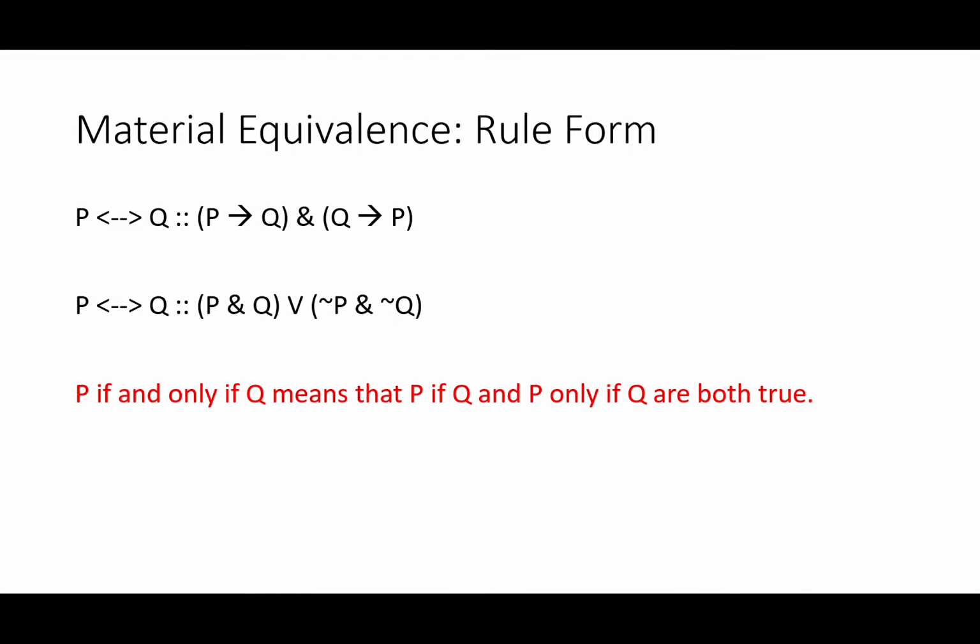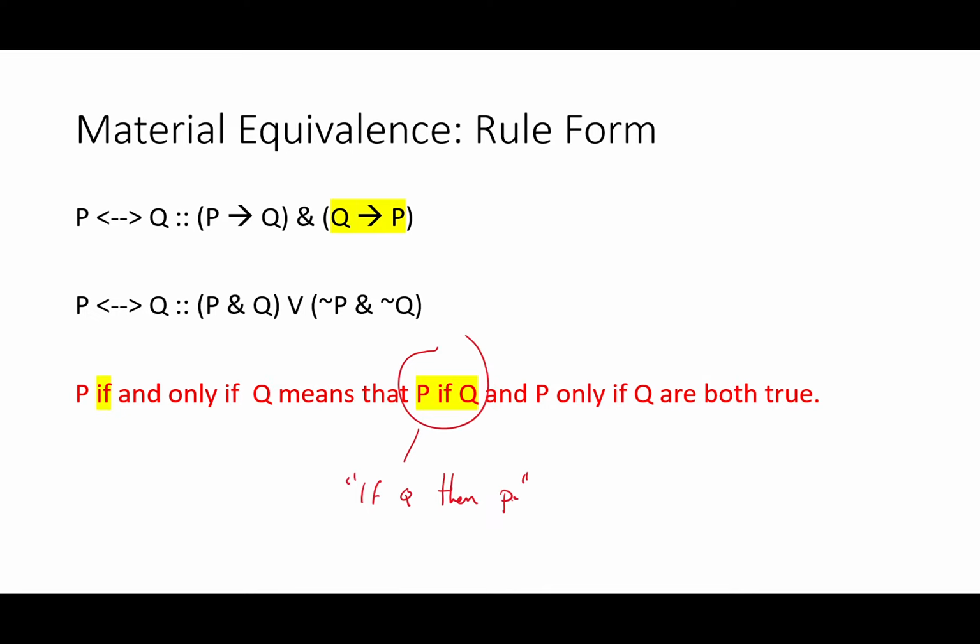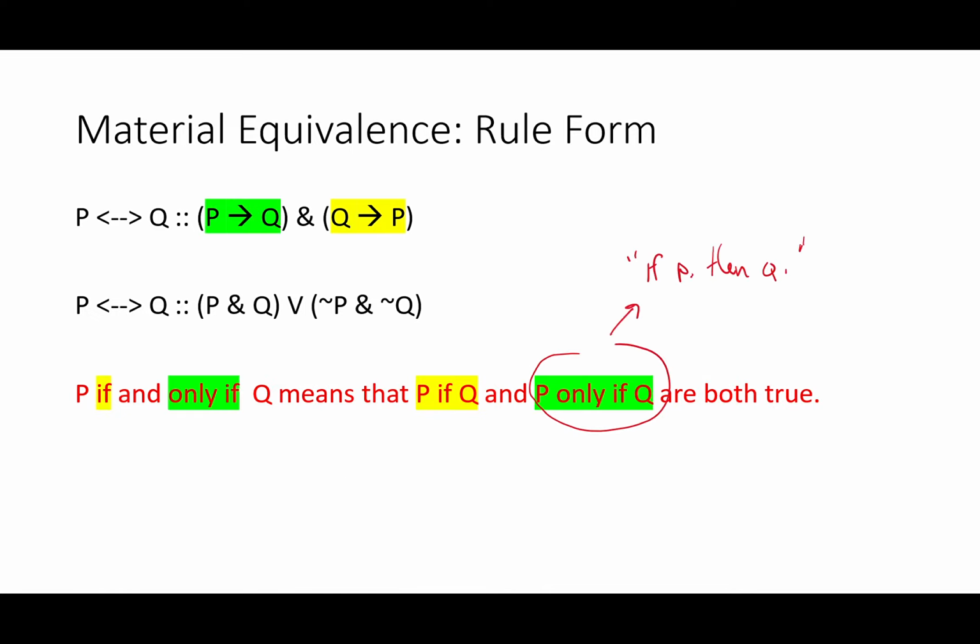P if and only if Q means that P if Q, also known as if Q then P, and P only if Q, usually called if P then Q, are both true. All the information we say in if and only if is contained in if then and if then. All the same logical information is going on both sides of those dots.